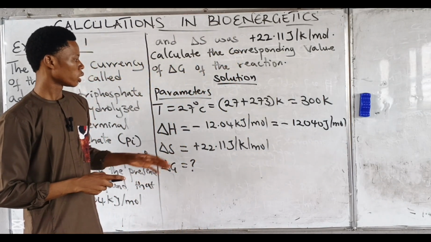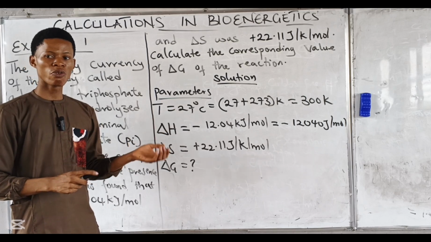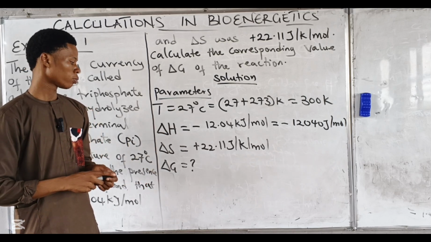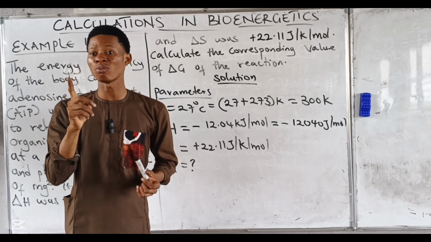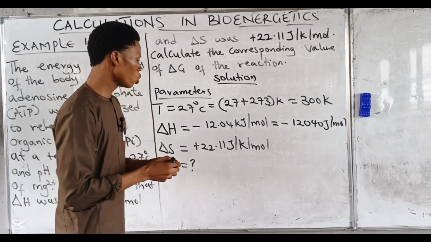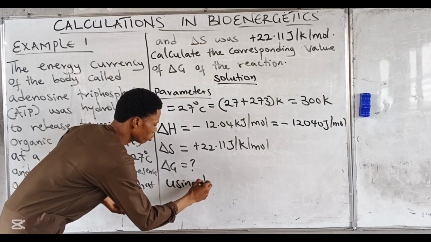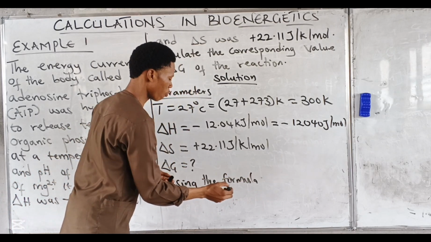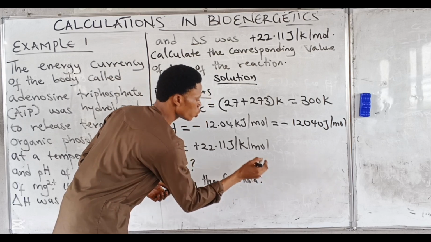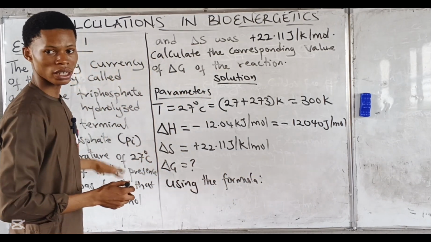Is it not? Now, we've written out our parameters given. This is your first step. We can move on to the second step now. And the second step is to state your formula. In some marking scheme, that alone has mark. So you can come down and say, using the formula, this is a statement of formula. Using the formula, you state your formula now.